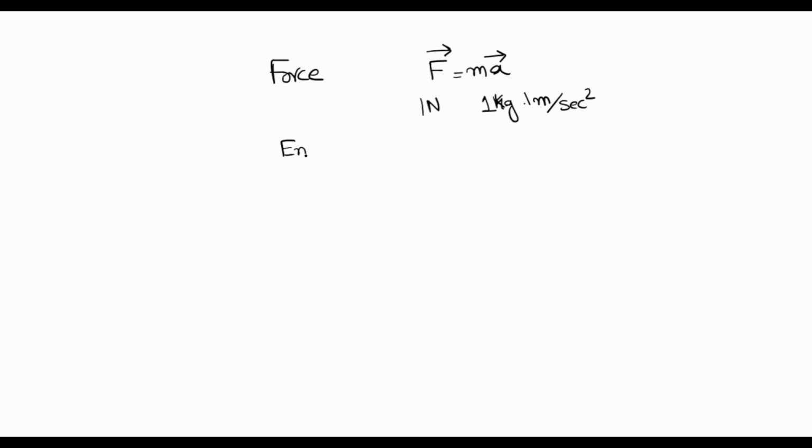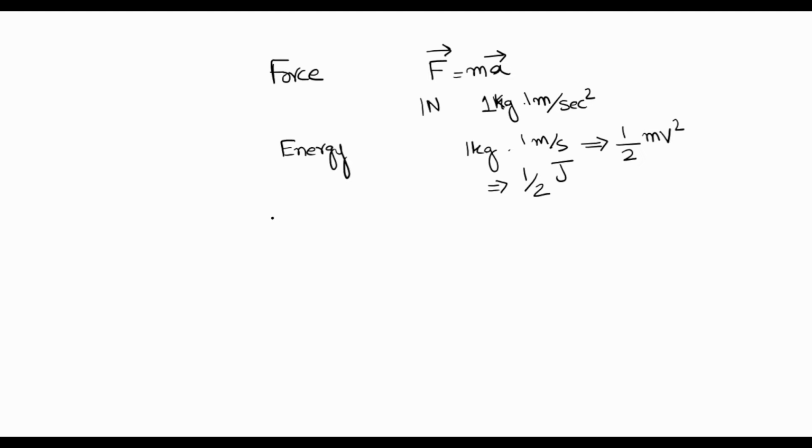Next, what is energy? Kinetic energy can be defined as the energy required to move a 1 kilogram mass with a velocity of 1 meter per second. Then what would be the kinetic energy? According to half mv square, it would be half a joule.